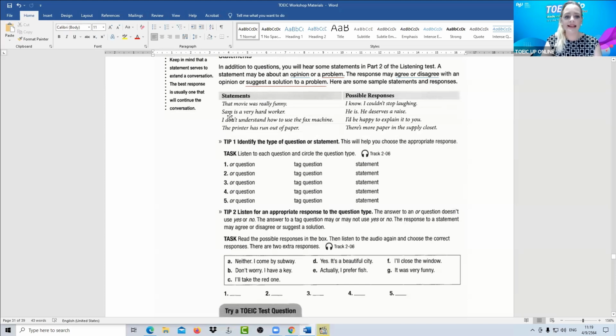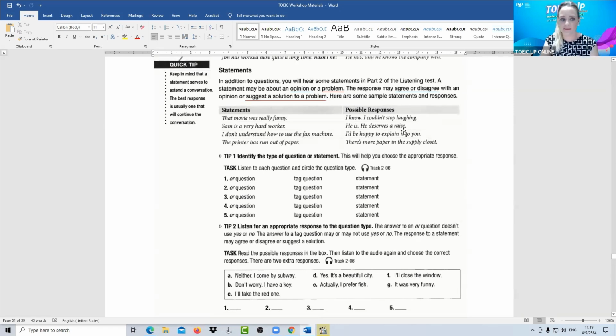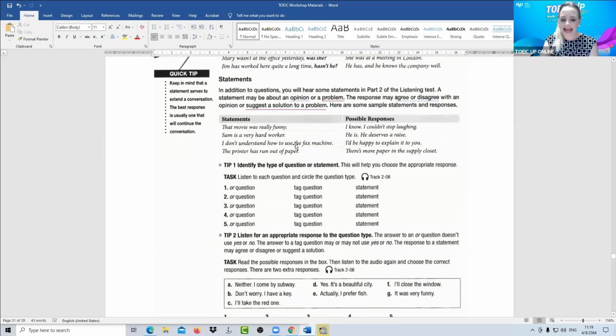Okay. Next example, Sam is a very hard worker. He is means they are agreeing. He deserves a raise. Okay. So it's just extending the conversation there. I don't understand how to use this fax machine. This is a problem. I'd be happy to explain it to you. That's a solution. The printer has run out of paper. It's a problem. There's more paper in the supply closet.